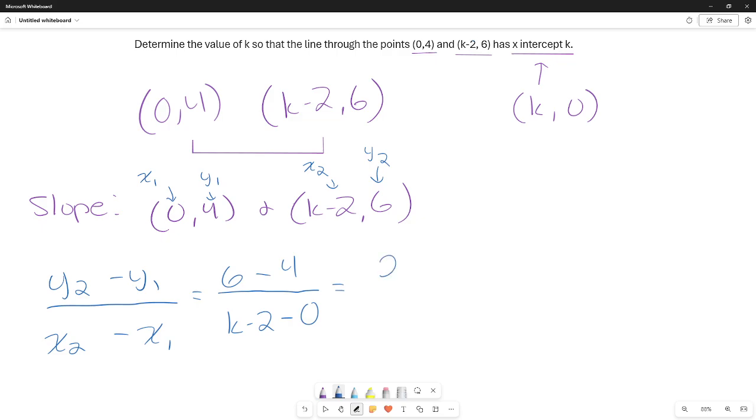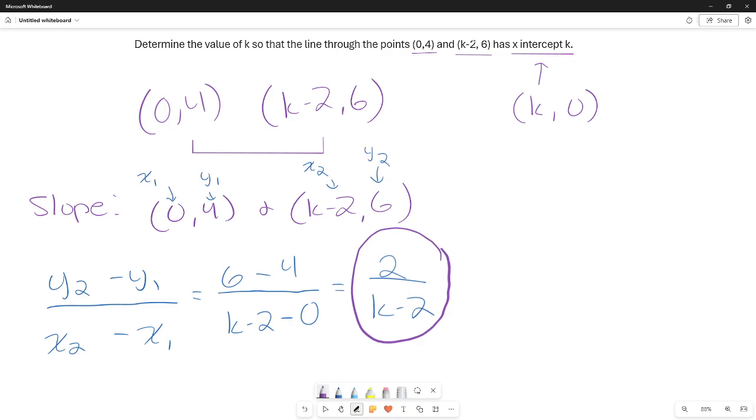6 minus 4 is 2. And then the denominator is k - 2 minus 0, so it'll just be k - 2, because that 0 means nothing. So the slope of these 2 points, (0, 4) and (k - 2, 6), is going to be 2 over k - 2.